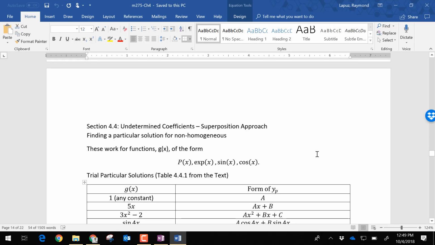4.4. We're going to skip 4.5, by the way. They have the same results, and we just do it a slightly different way, although it has a cooler name. It's called the annihilator method, as opposed to undetermined coefficients.